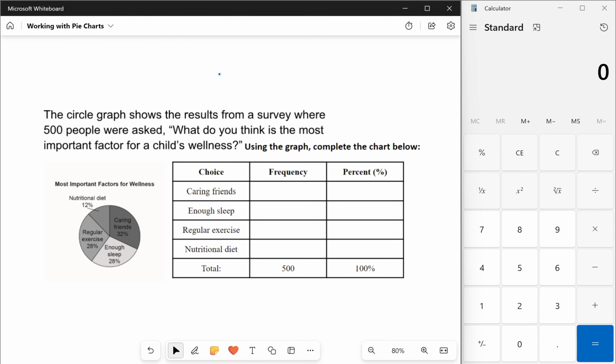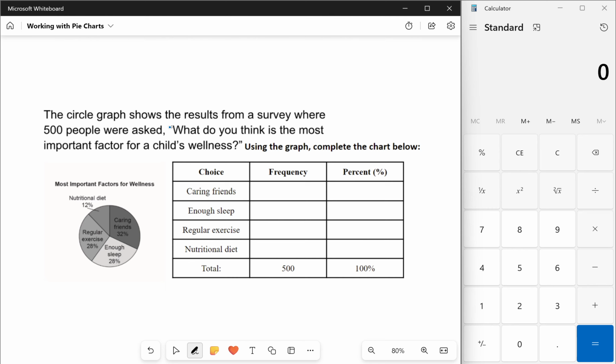Now, today, we're going to be working backwards from pie charts. I'm going to show you how we can take a completed pie chart, and if we know how many people were surveyed for that data, then we can work backwards to see how many people chose each individual survey choice.